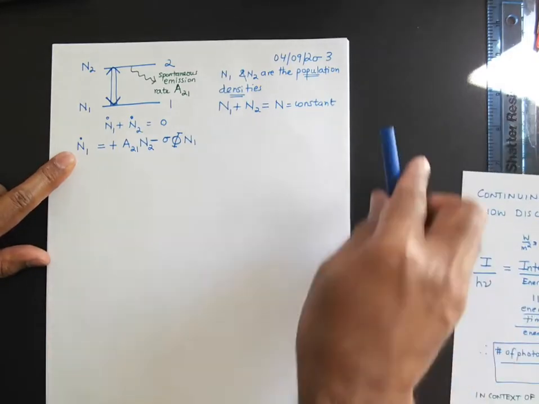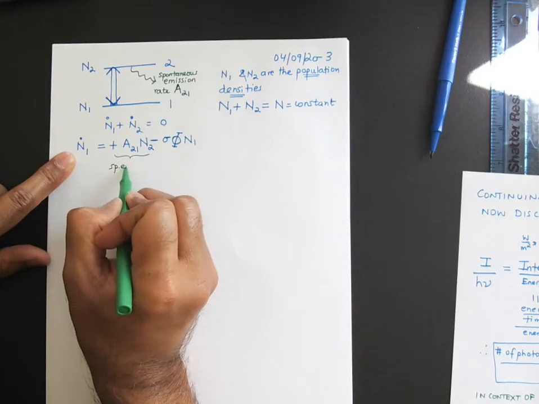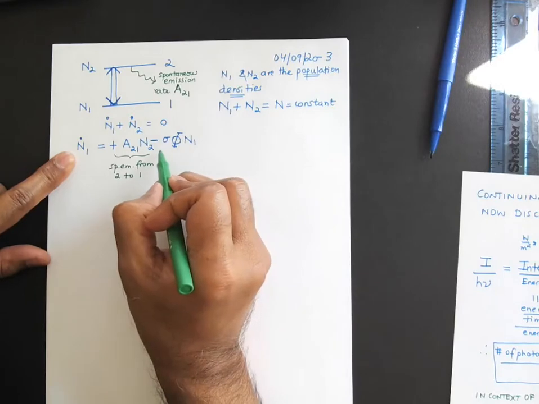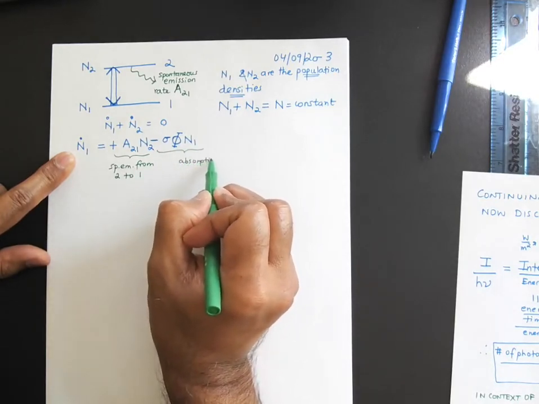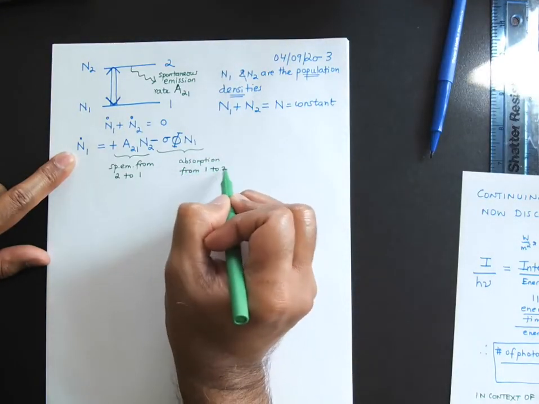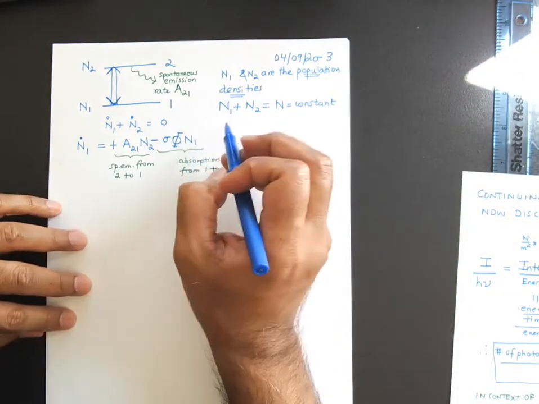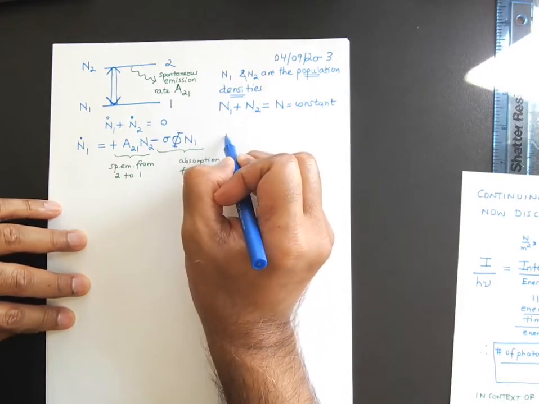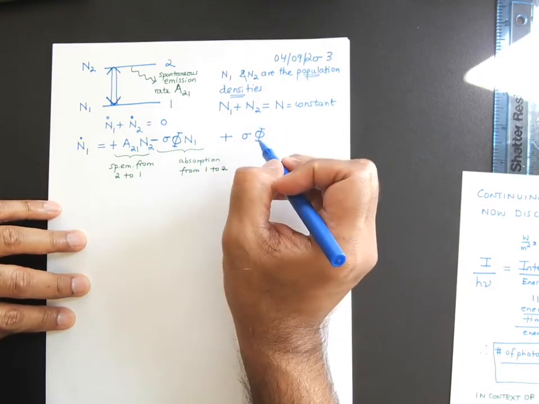So I should label these as I go. This is spontaneous emission from 2 to 1. This guy is absorption from 1 to 2, right? When you absorb, the atom gets taken from level 1 out to 2. But there is also stimulated emission, which is happening at exactly the same rate as the absorption. So finally, you have a sigma phi, and this is stimulated emission.